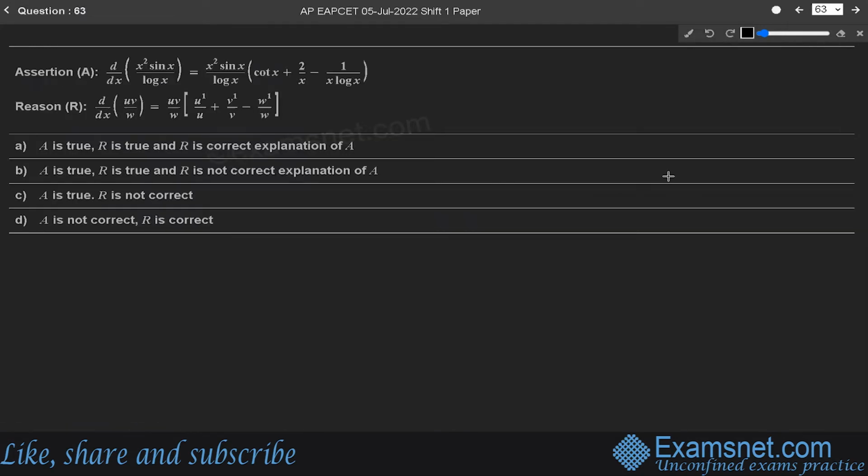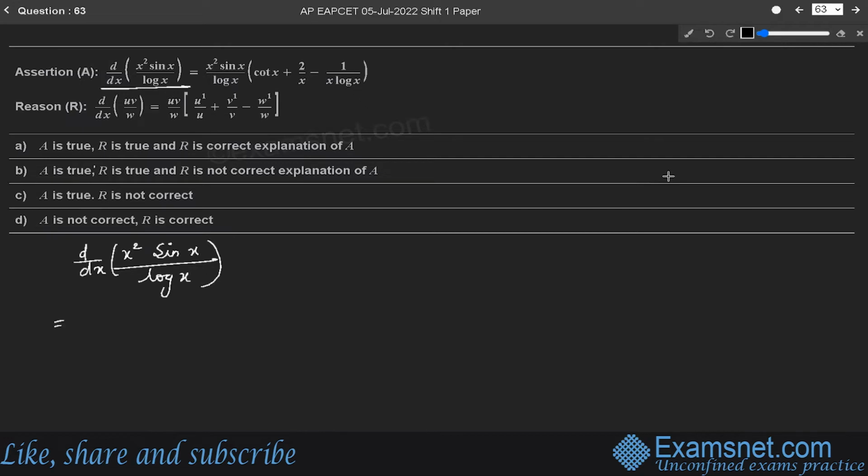Next question is, an assertion is given, which is d by dx of x square sin x divided by log x. It is equal to x square sin x divided by log x into cot x plus 2 by x minus 1 upon x log x. And the reason is given. We have to identify whether the assertion is true, or the reason is true, or whether both are not true. So let us solve the LHS of the assertion.